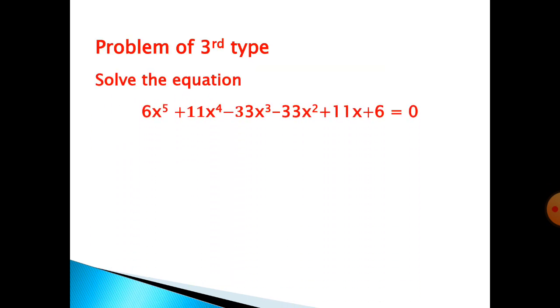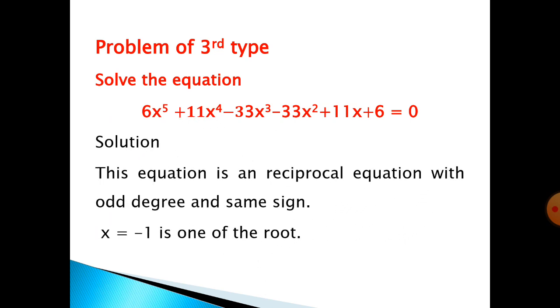Now let's see a problem on the third type. Solve the equation 6x^5 + 11x^4 - 33x^3 - 33x^2 + 11x + 6 = 0. On comparing first and sixth term, second and fifth term, third and fourth term, the coefficients are equal, so it is a reciprocal equation. Here the highest power of x is 5. Also the signs are equal. The given equation is a reciprocal equation with odd degree and same sign.